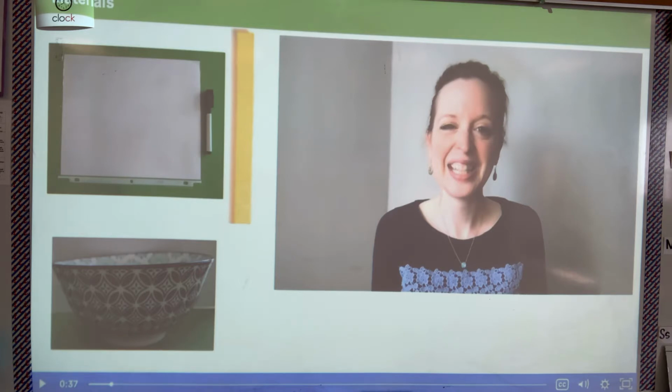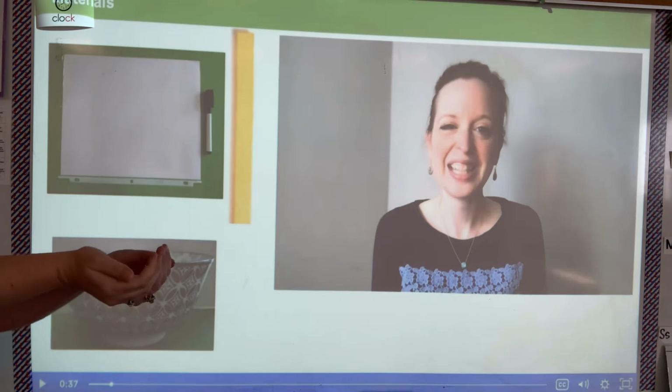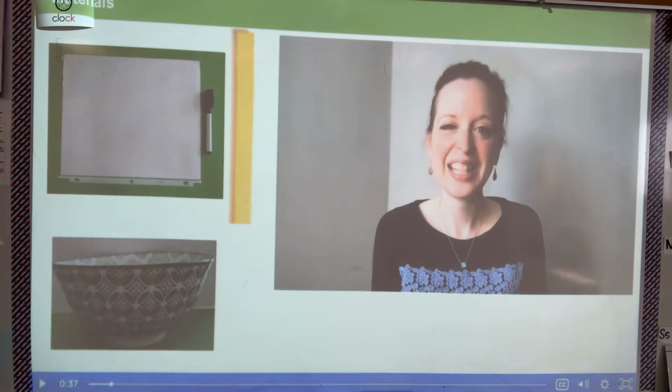Miss Kate, I can't get a bowl because my mom is at the hospital with my dad. It's okay, sweetie. You can just use your hands for the activity. Miss Kate, I can't find my whiteboard. Use a blank piece of paper and a pencil.